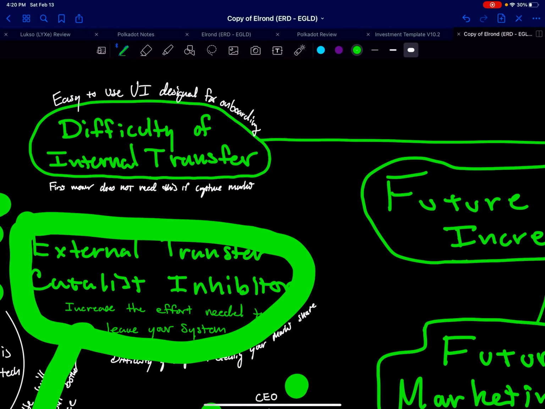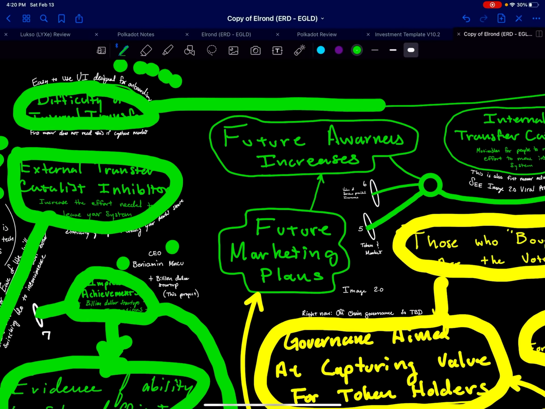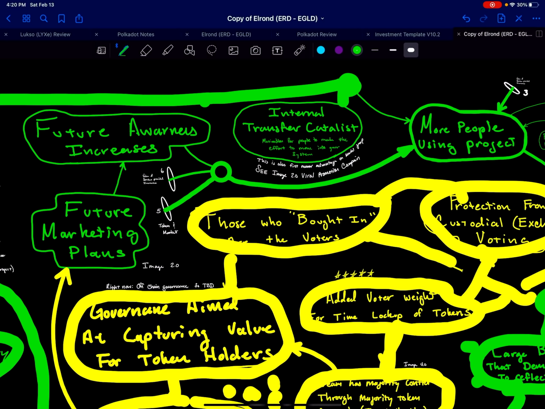Okay, easy to use user interface. That's the difficulty of internal transfer. So one of their main targets is an easy to use interface, and so it'll be easy to onboard, because that's one of their main targets. Internal transfer catalyst: what speeds up the process of people onboarding?